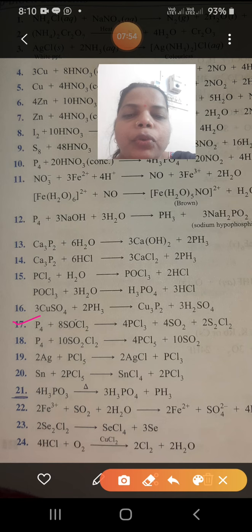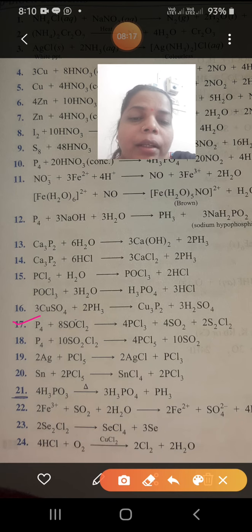When phosphorus is reacting with SOCl2. What is SOCl2? It is thionyl chloride. It is forming PCl3 plus SO2 plus S2Cl2. What is S2Cl2? It is sulfur chloride. Then again the reaction is given, phosphorus reacting with SO2Cl2. Then it is forming PCl5 plus sulfur dioxide gas.